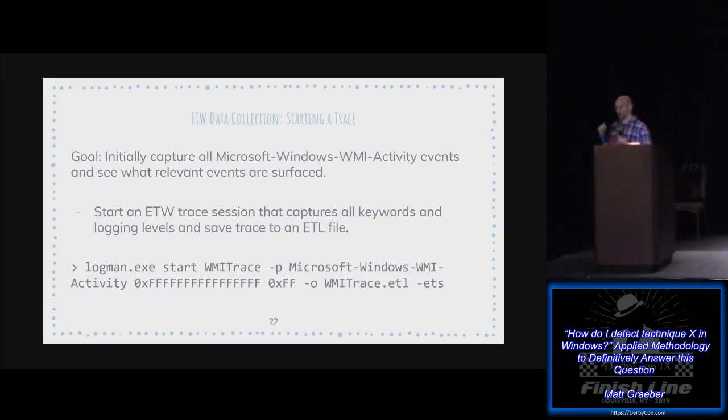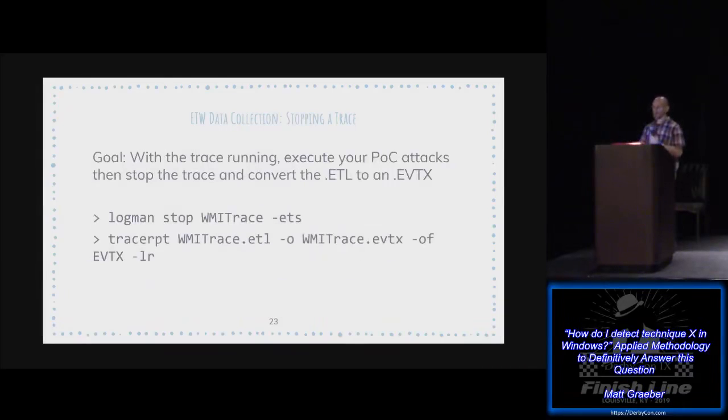-p stands for provider. So we specify the provider name right there. And then we give it a keyword value. So if we wanted to filter on certain keyword values, we could. But instead, so this is a 64-bit value, I'm just setting all the bits to 1, meaning I want to collect all the keywords. I don't want to do any filtering on any of the events that are going to be collected in this trace. And then 0xFF, this byte refers to the log level, okay? I don't care about the log level. I don't want to filter. Just give me all the events.